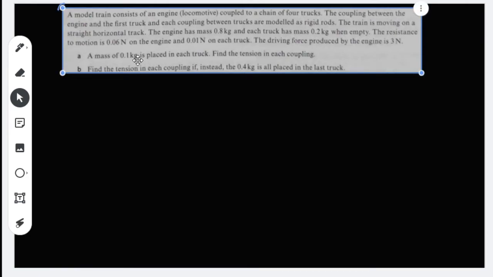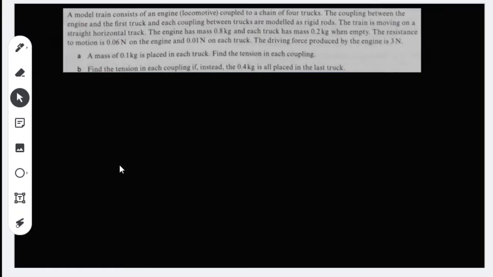Because remember, in the letter A question, the 0.1 kilogram was placed on each truck. That's why each truck had a mass of 0.3 kilogram. Now this time, the 0.4 kilogram will be placed only on the last truck.